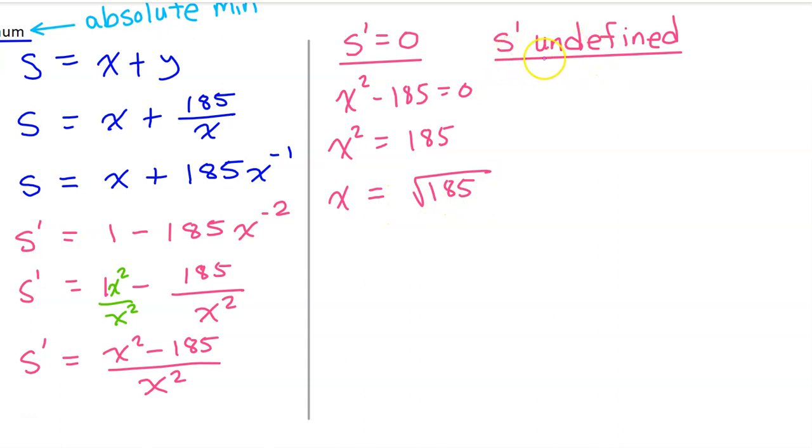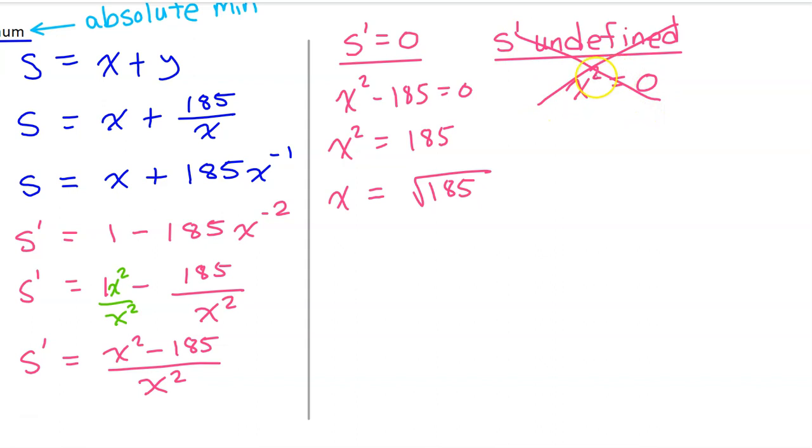How about where S prime is undefined? A fraction will be undefined when the denominator is equal to 0. So that means x squared would have to equal 0. But as I mentioned a moment ago, we know that x has to be a positive number. So there's no way that x squared will equal 0. So we can forget about where S prime will be undefined.